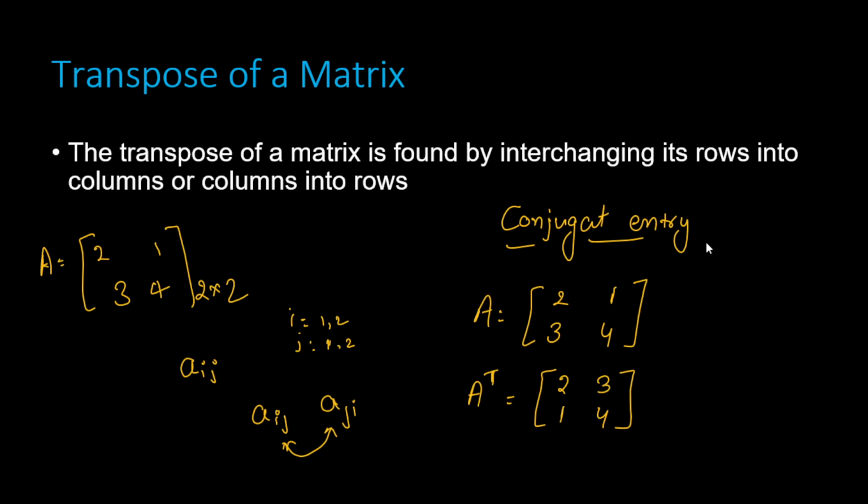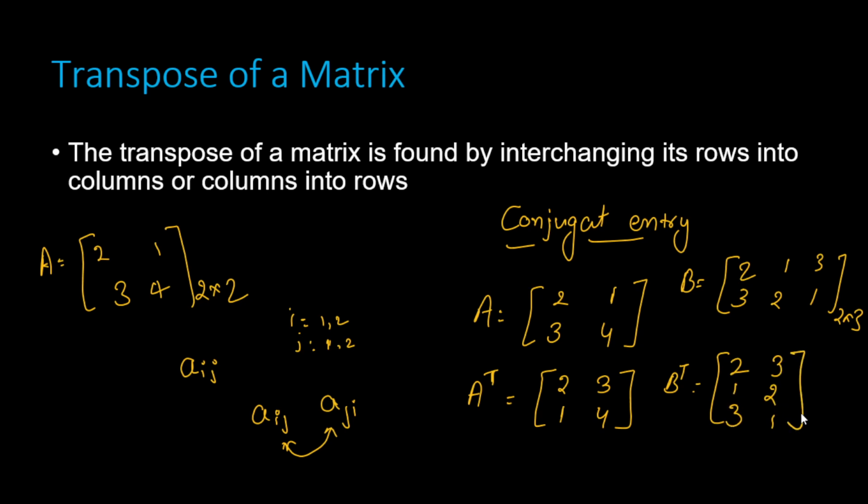Okay, same we can have a different matrix B, that is 2 3 1 2 3 1. This is the 2x3 matrix. So the transpose of B, basically the row will become column and column will become row. So this will be 2 1 3 3 2 1, and this is of 3x2 order. So this is the transpose, same this is also the transpose.